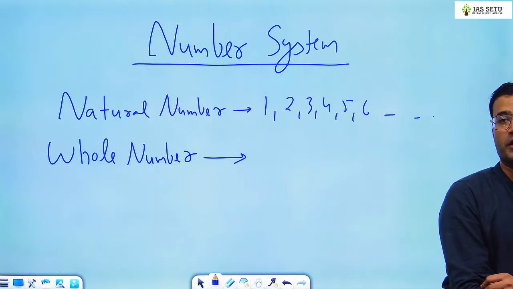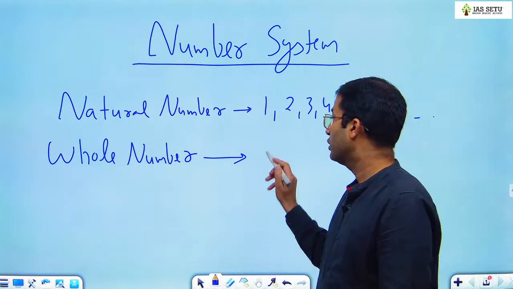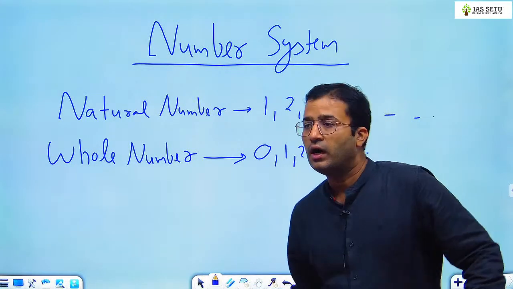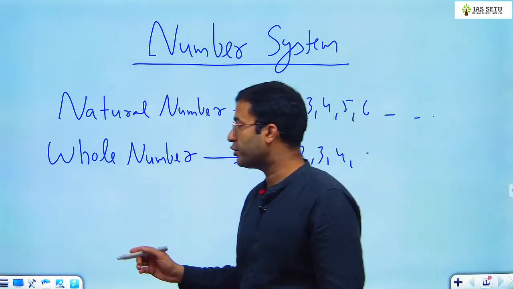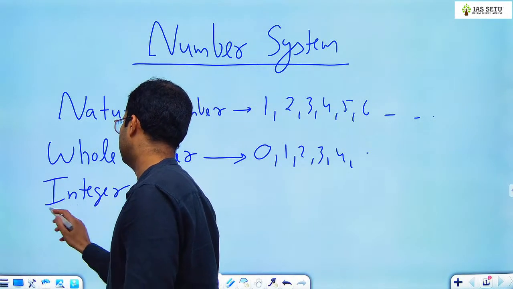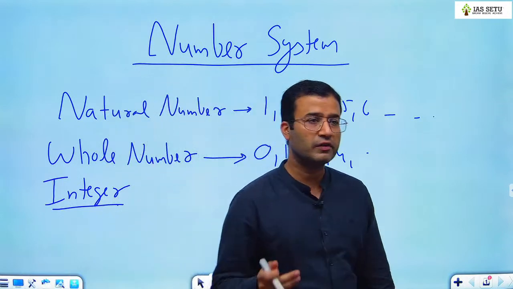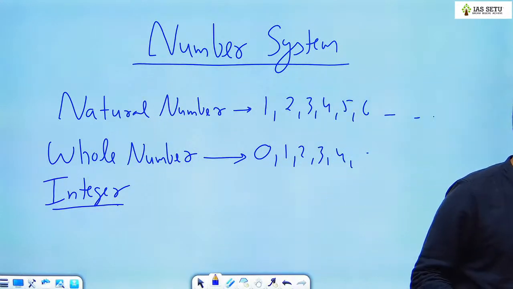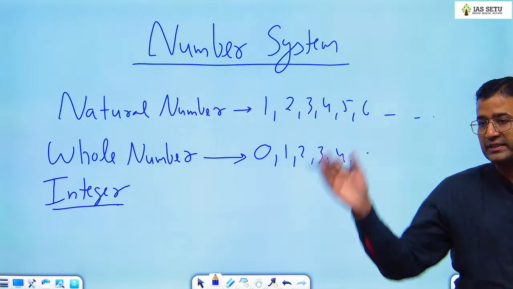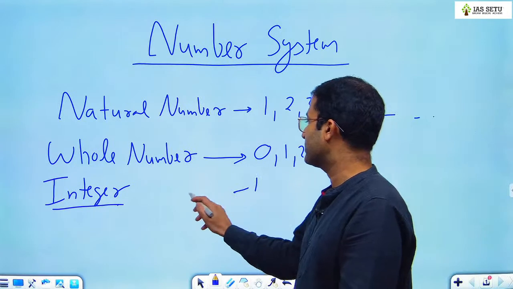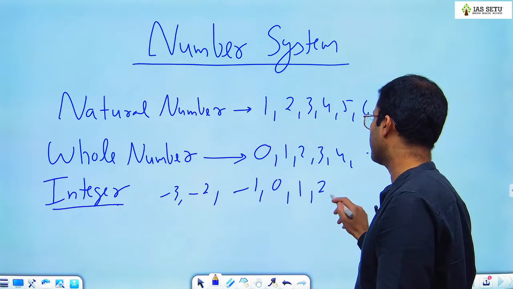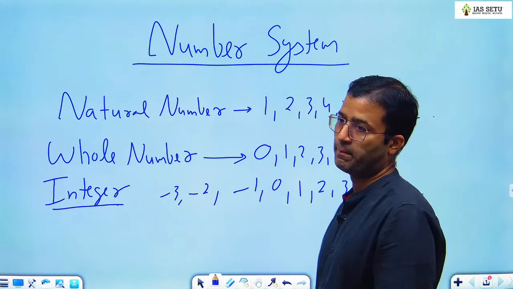If we add 0 in natural number, we get whole number. So that is 0, 1, 2, 3, 4, 5, 6. That is whole number. Third unit is integer, where we have negative integer plus whole number. If we add negative integer in this whole number, we get a complete set of integer. So we have -1, -2, -3, this is 0, 1, 2, 3, 4 and so on.